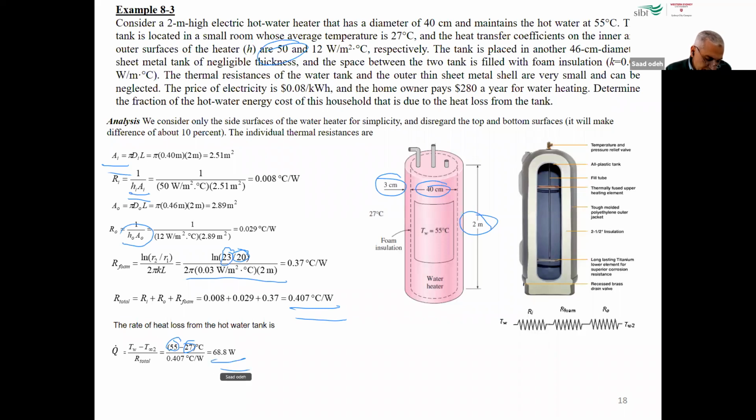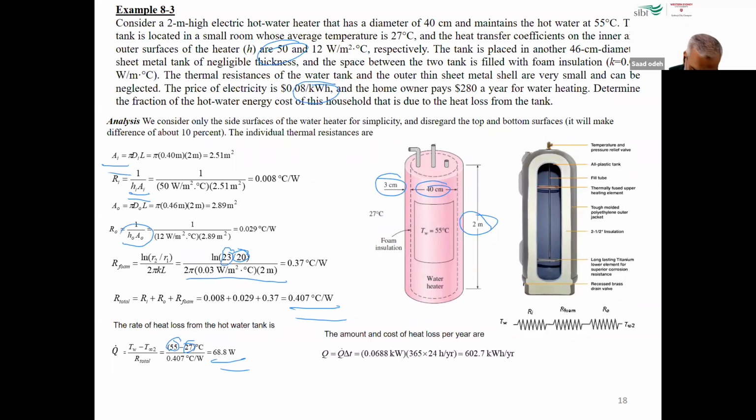You get the amount of watt you lose, which is joule per second. If you want to find kilowatt hour or watt hour, then you need to multiply by the number of hours a day and the number of days in a year to find the total amount of heat consumed during a year.